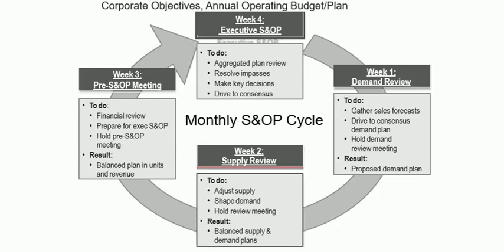The complete cycle becomes like this when you implement the monthly sales and operation cycle. Number one, in week one, you should do the demand review. You should gather the sales forecast from your actual sales. Then you will make a demand plan, and all salespersons and members should agree on it. You should hold demand review meetings in week one, and then propose a demand plan approved by all the salespersons and customers. This should all be based on reality.